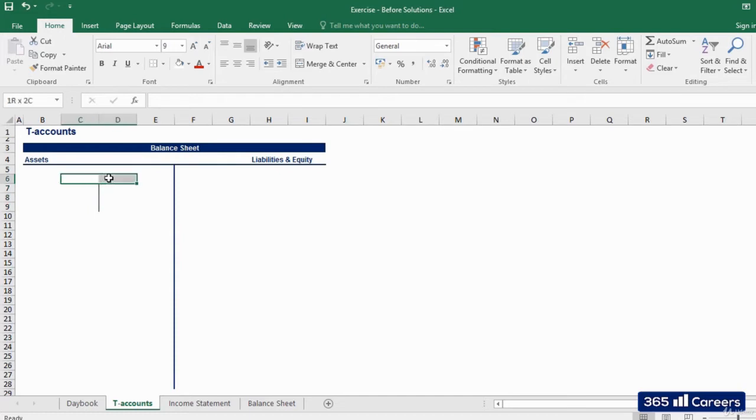I'll name it cash. Okay, let's use the copy function in order to create a similar T account on the right side. I'll change the name of the account to equity. Very good. So, as we saw earlier, we need to debit the cash account, given that cash increases and it is an asset.